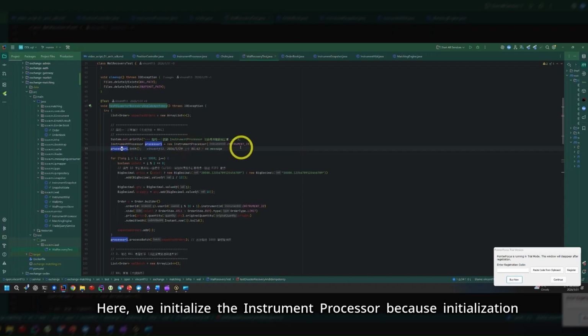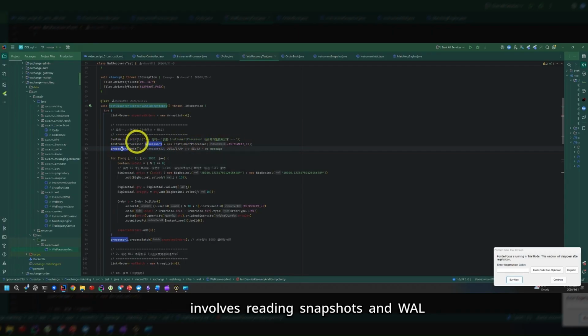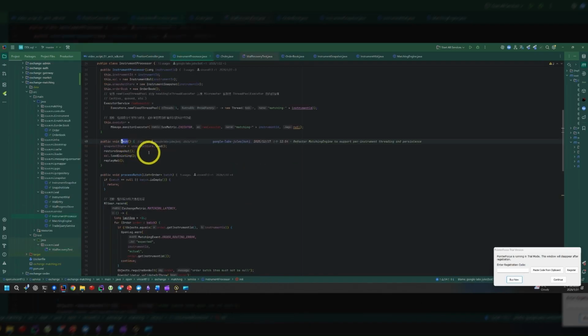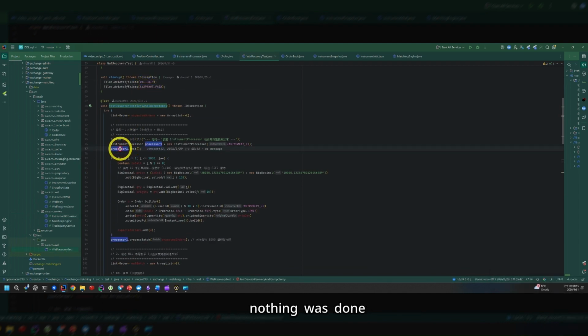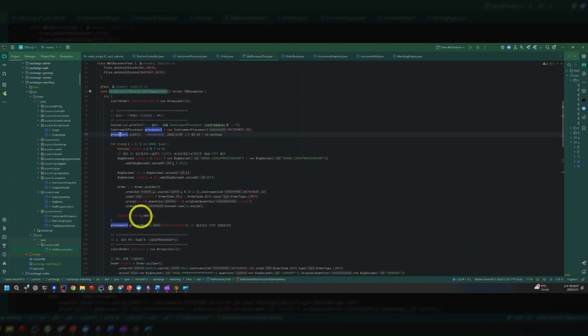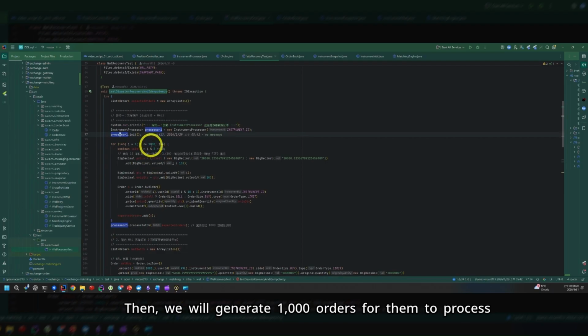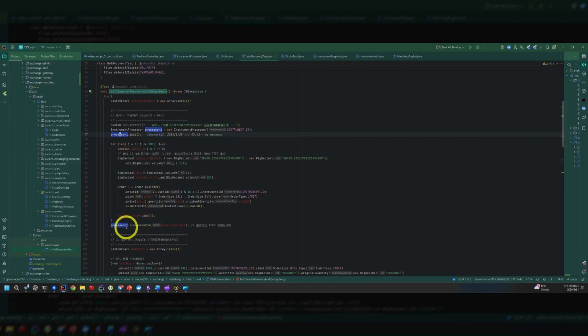Here, we initialize the instrument processor because initialization involves reading snapshots and WAL. But at the start, those files were already cleared, so essentially nothing was done. Then we will generate 1000 orders for them to process.